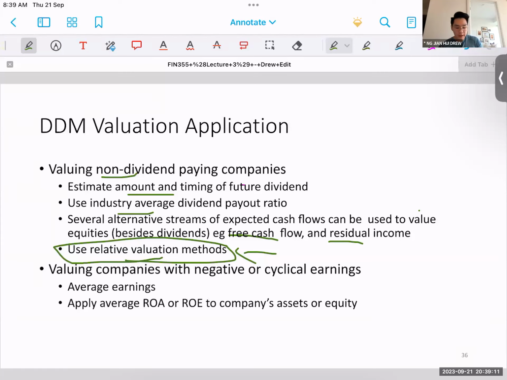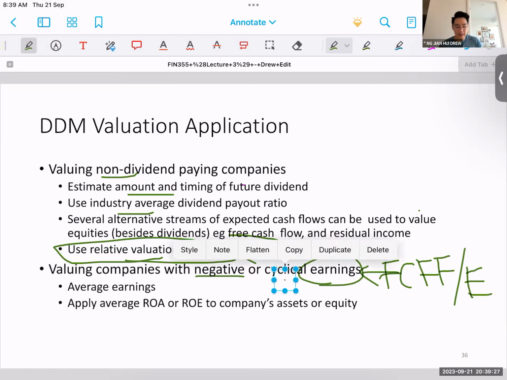All right, so valuing companies with negative earnings. That was a good question. With negative earnings, maybe we should use the free cash flow models, FCFF or FCFE. For cyclical earnings as well, maybe we just use the cash flow models, or what we can do, like what you mentioned, is apply averages.